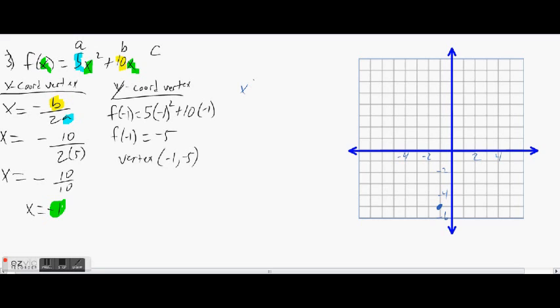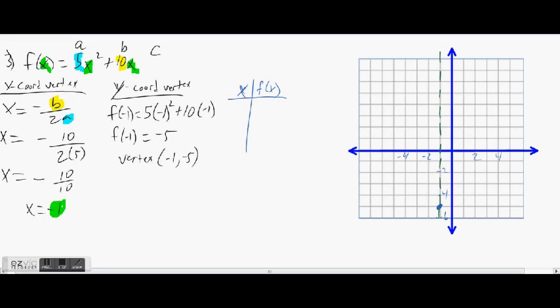Alright, so now let's get a table going. We need this table. So x and f of x. What x values should I pick? Well, I know that my line of symmetry goes through the x through the vertex.